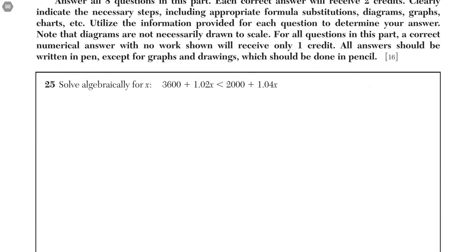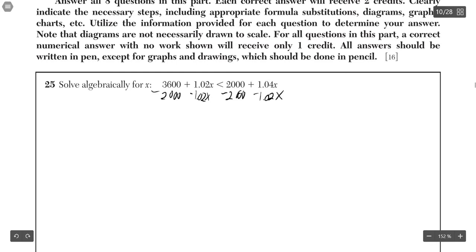Okay, solve algebraically. So subtract 2,000 from each side, and subtract 1.02x from each side. Right, we want to get x alone. So 36,000 minus 2,000 is 1,600, and we're going to be left with 0.02x. Divide each side by 0.02.